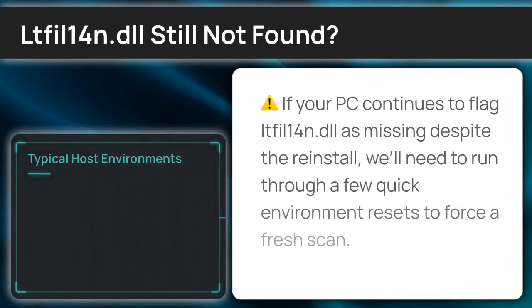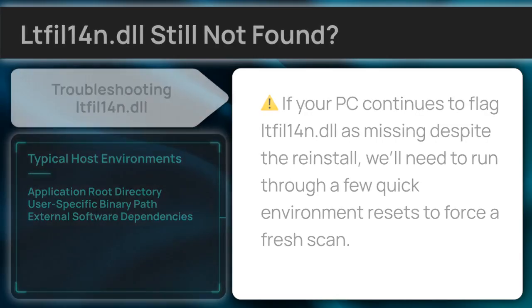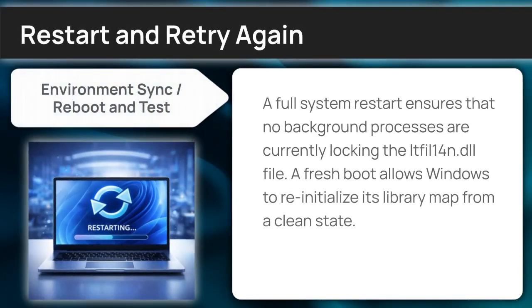If the redistributable repair didn't resolve the pop-up, the next logical step is to analyze the local environment for process conflicts. Performing a restart can determine if the error is just a transient environment glitch. A reboot refreshes your system's path variables and can sometimes re-establish a broken link to the ltfil14n library file.